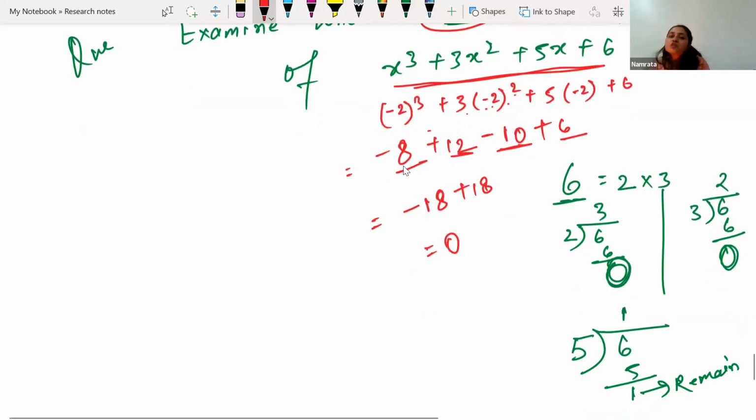The next exercise is totally related to this concept, where you have to check whether it's a factor or not a factor. And then we have identities. Okay, let me check. Algebraic identities: x plus y whole square, x minus y whole square, x square minus y square.